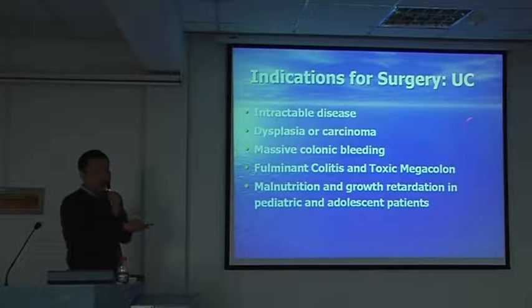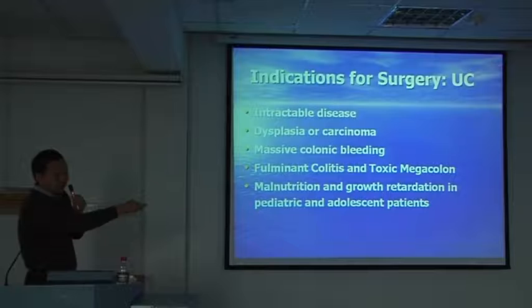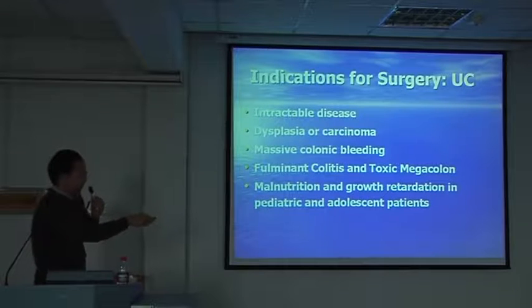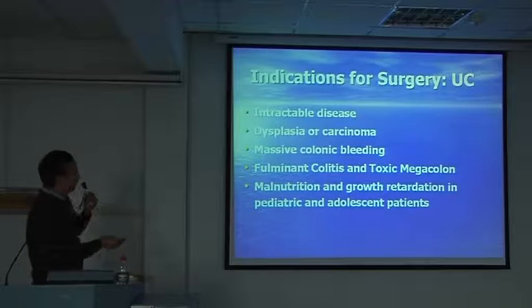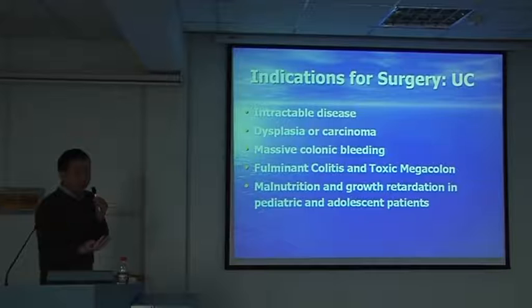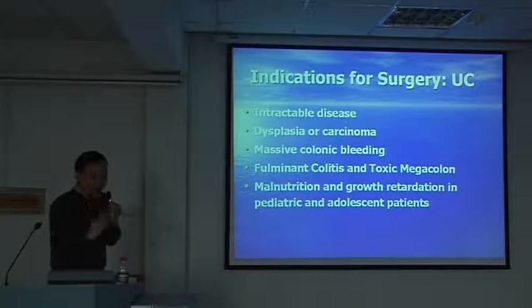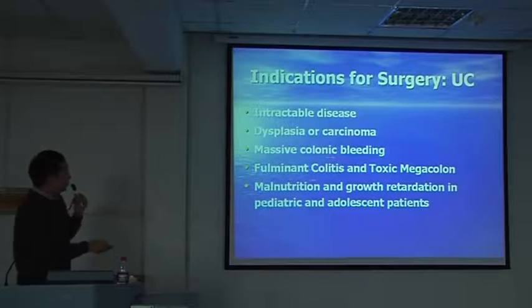So now we talk about indications. You ask so many questions. So what kind of UC patient should receive the operation? First, intractable disease. The second is cancer, carcinoma, which should receive an operation. Massive bleeding, even causing hemorrhagic shock: you have to do this operation.